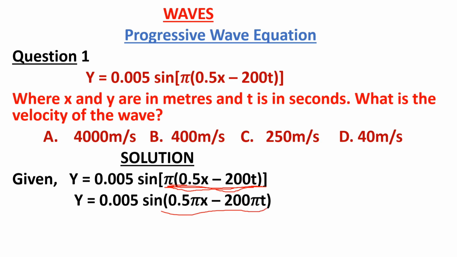So what is the formula we need to calculate the velocity of this wave? The formula is velocity equals frequency times wavelength, that is frequency times lambda. And so we need to get our frequency and our wavelength from this equation, because this f stands for frequency and this lambda stands for wavelength.